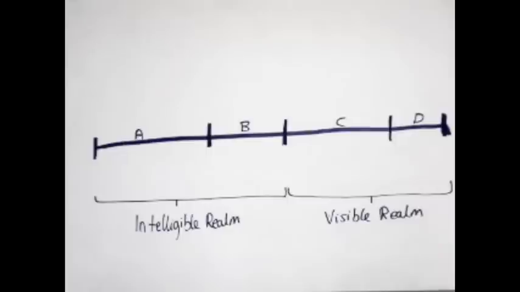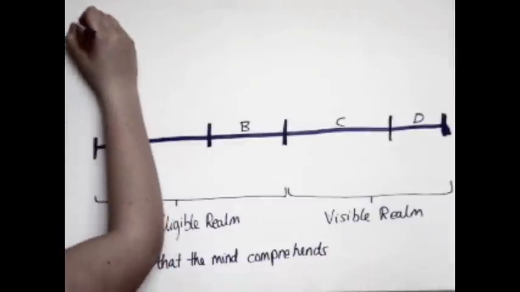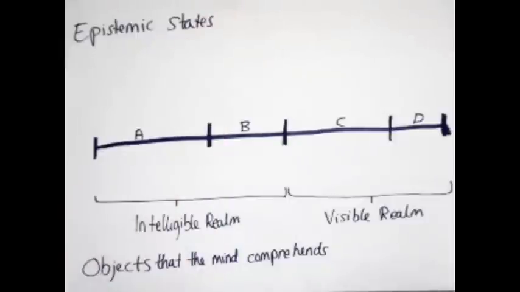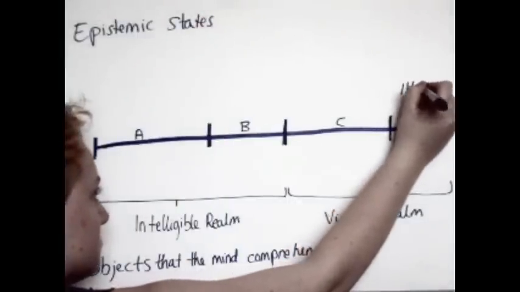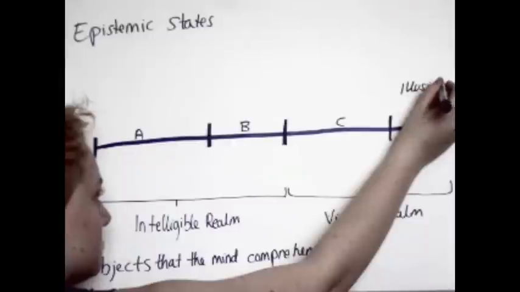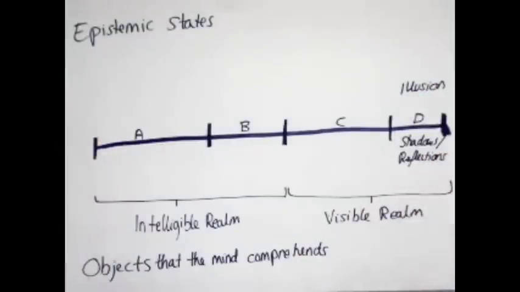Ha! But before we go any further, I'm going to label the two sides so that as I add to the diagram, you can see where I'm going to place the objects and where I place the epistemic states. So let's start filling it in. We'll begin with D and work our way up. This section is the epistemic state of illusion, which allows us to comprehend shadows and reflections.